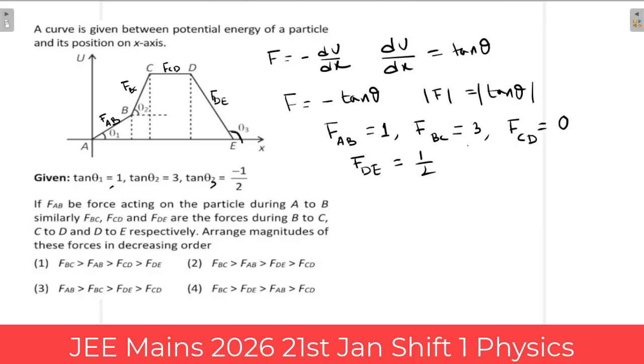So here F_BC is maximum, then F_AB. So F_BC greater than F_AB greater than F_DE greater than F_CD. This is the correct order, that is BC, AB, DE, CD. That is option 2, which is the right answer.